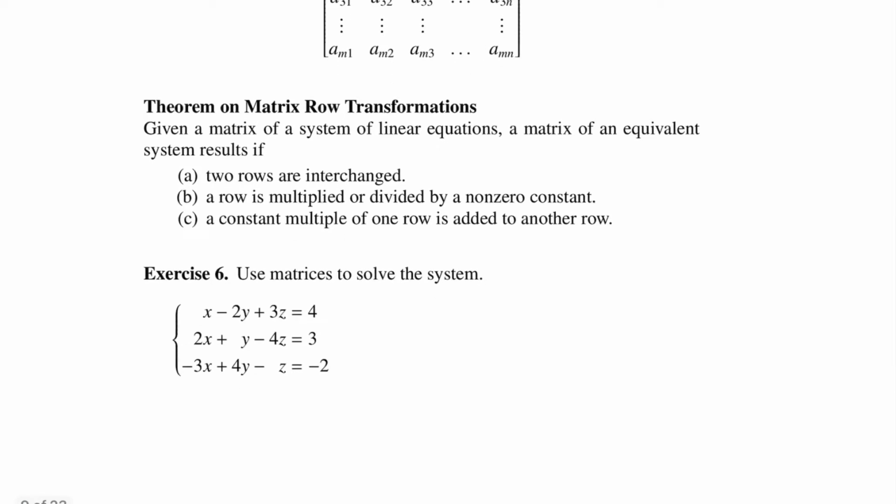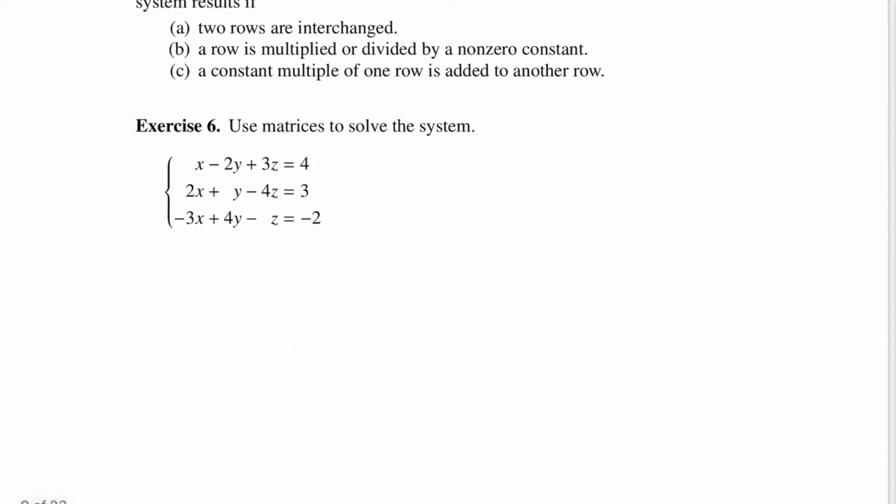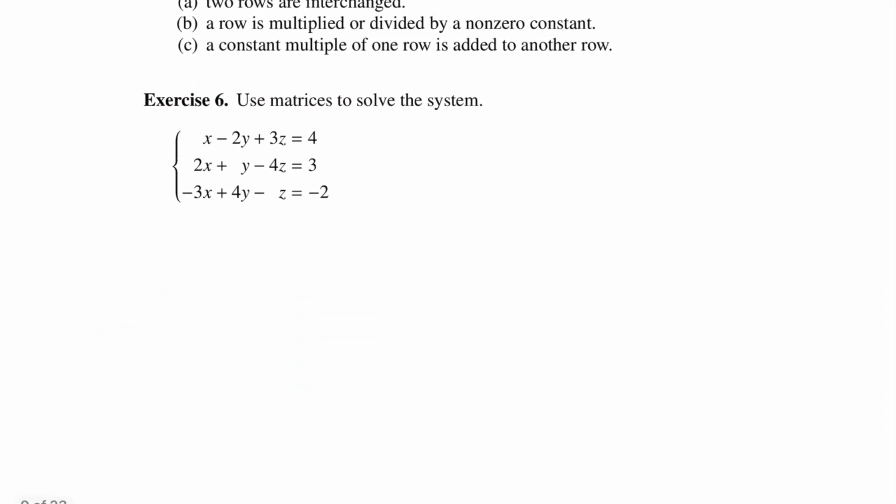It's just a way to arrange your information. Let's look at some of the things that we can do. We can interchange two rows, and it doesn't change the matrix; it's an equivalent matrix. If you multiply a row by a non-zero constant, or divide it, it's still an equivalent system. And if you multiply a constant multiple of one row and add it to another, it also is an equivalent matrix. Let's perform some of these transformations on this matrix.